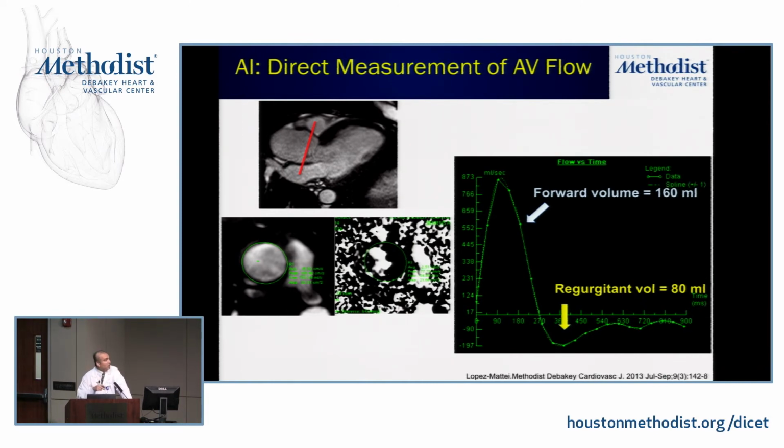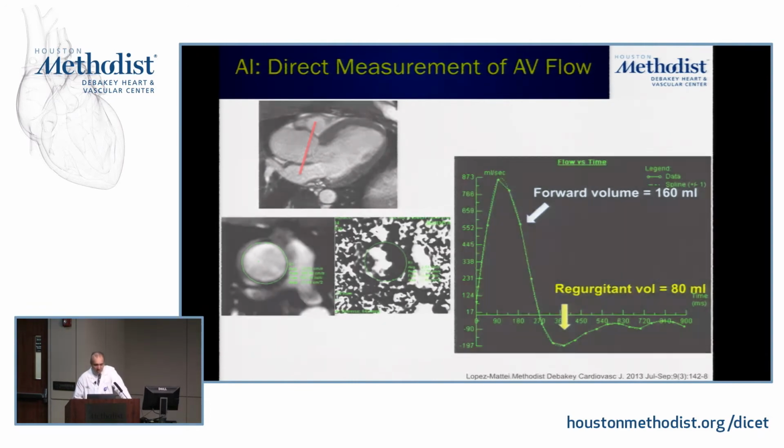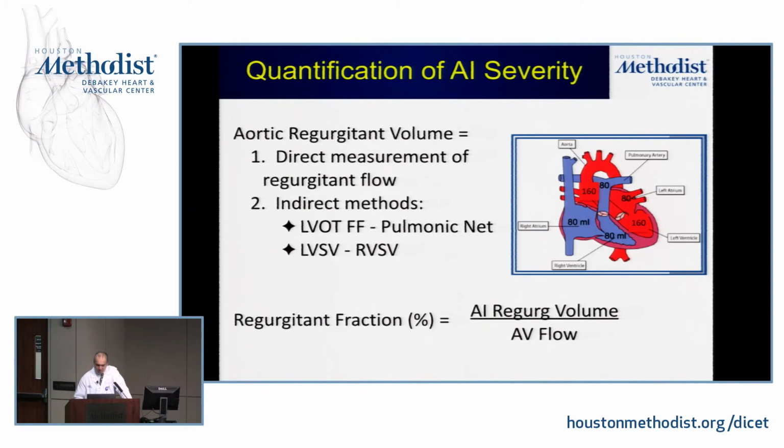And again, if you draw this ROI for each phase, you can actually integrate that and determine what the total reverse volume is for aortic regurgitation. So with this methodology, it's fairly straightforward as long as you can image above the aortic valve plane.